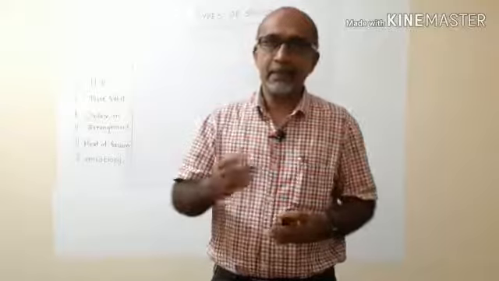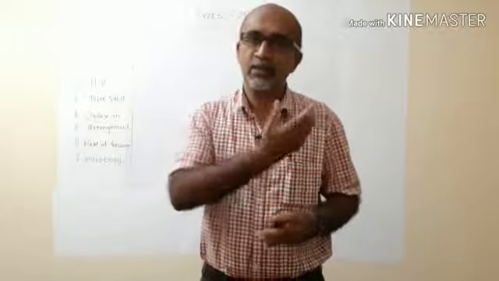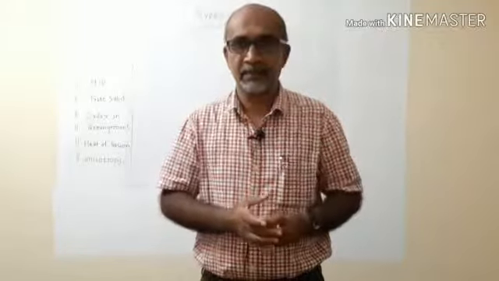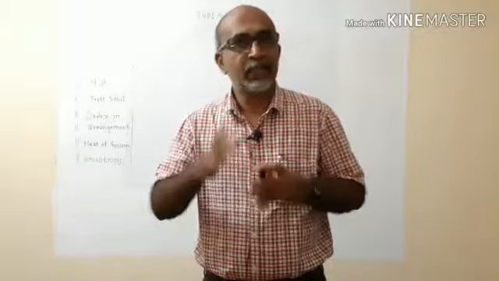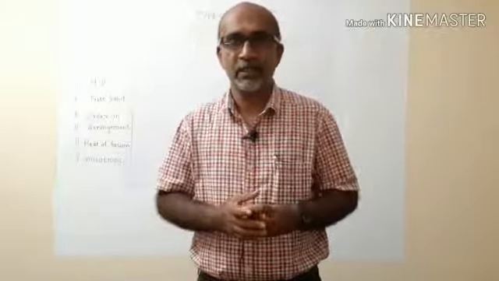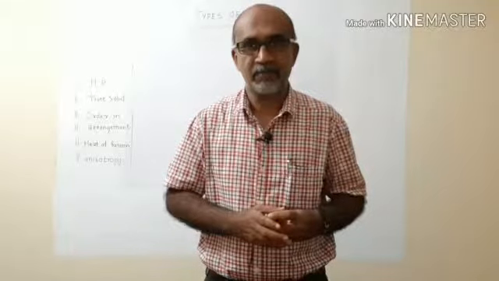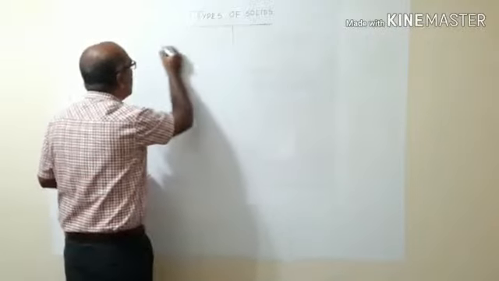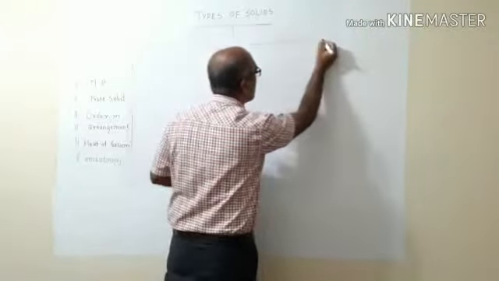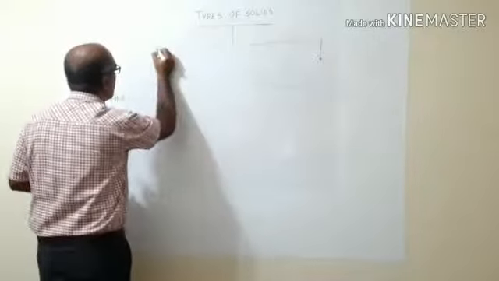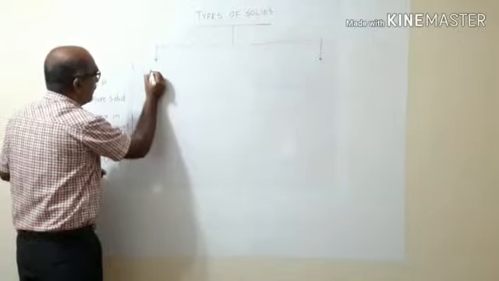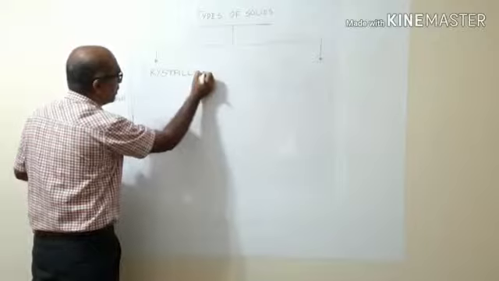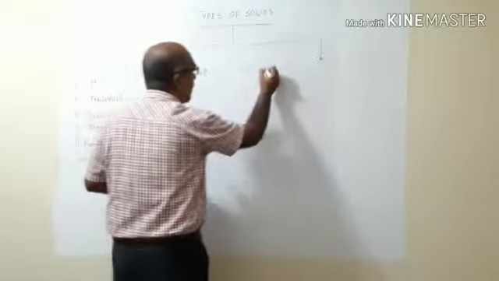Students, let us compare crystalline solids with amorphous solids. On the basis of certain factors, we will differentiate crystalline solids from amorphous solids. So first of all, the two types of solids are crystalline and amorphous.